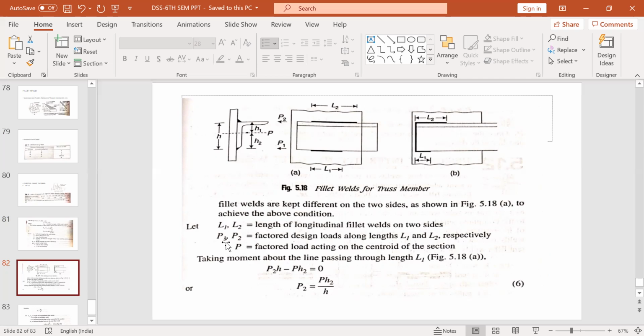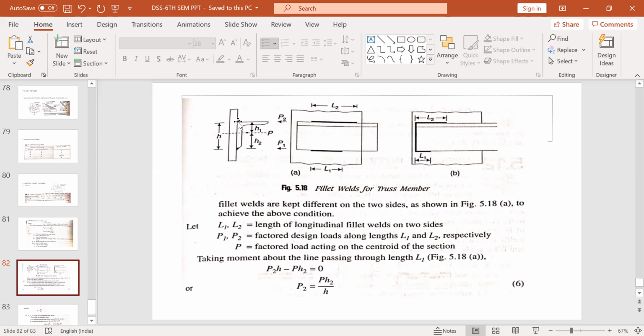How to design this? First you find what the forces are. Due to the welding on this side, there will be a design weld strength, and there will be a design force for this weld and a design force for that weld. So the factored force, and what is P?